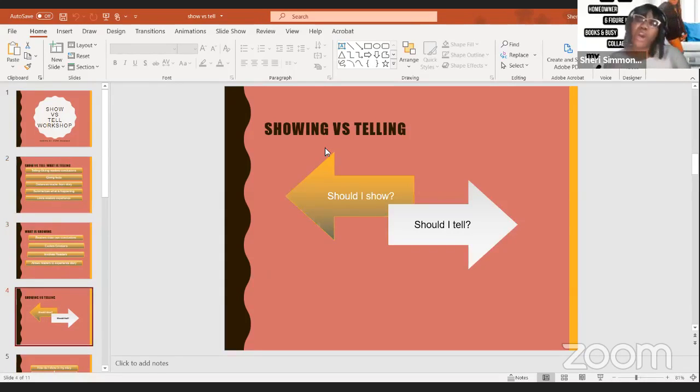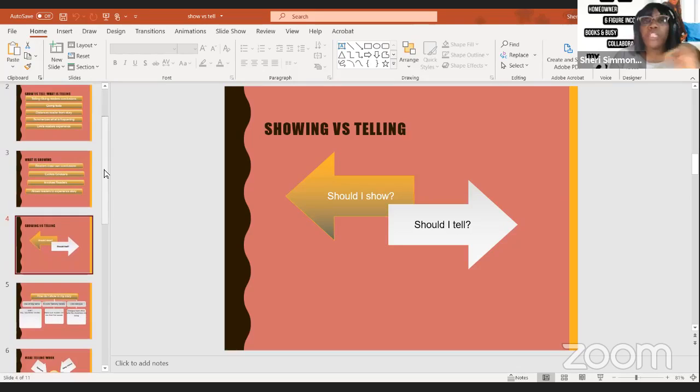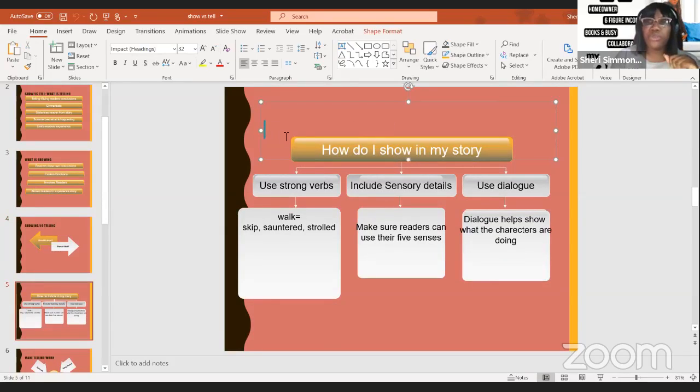So, do you show or do you tell? Some authors and some writing books will tell you show more, tell less. I say do both, and I say do both with a balance. That means you need to figure out when to show and when to tell. So you should be doing both.